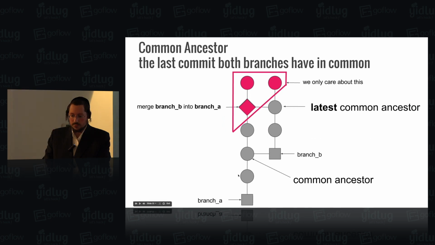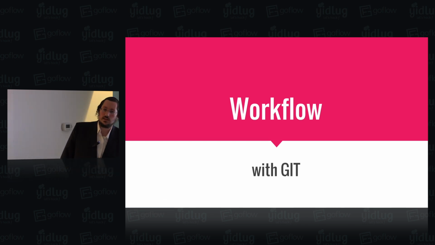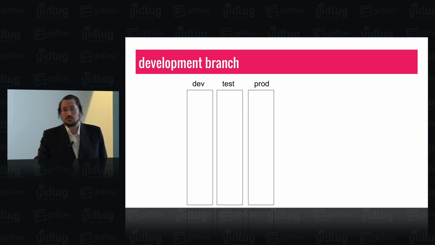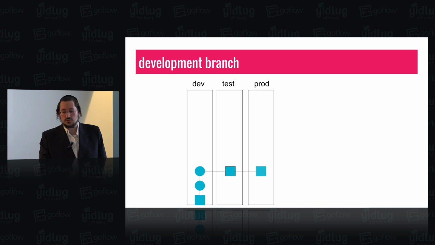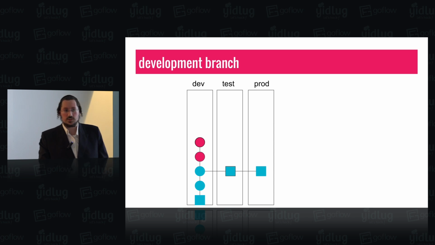Okay, the next thing is workflow with Git. There are a lot of options, and every option has a certain sweet spot where that type of workflow works best. So the development branch workflow is I think the most common, and it's very, very simple. You start with commits in a dev branch, you make some commits, at some point you branch out and push to a test branch. The test branch gets tested and then pushed into production. In the meantime, you make new changes to the dev branch.